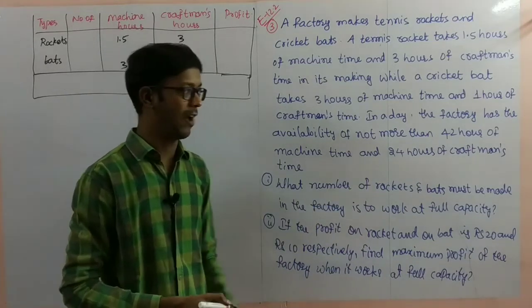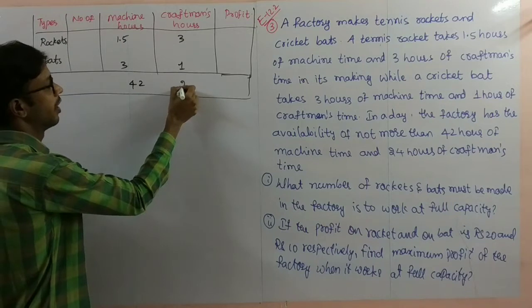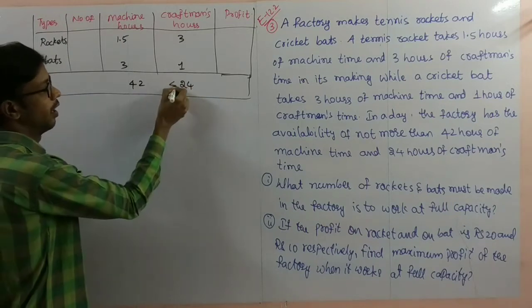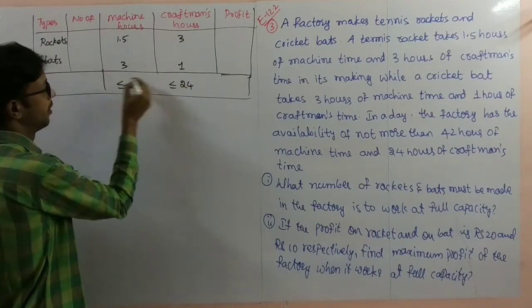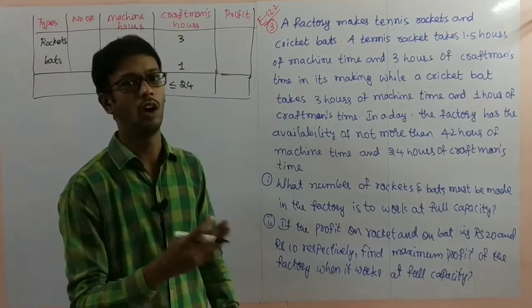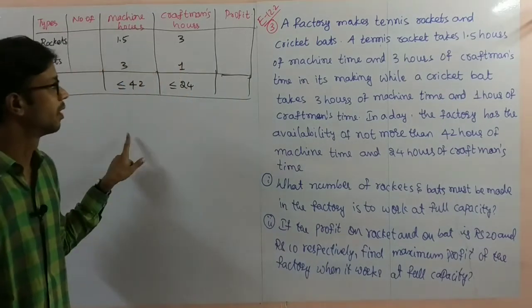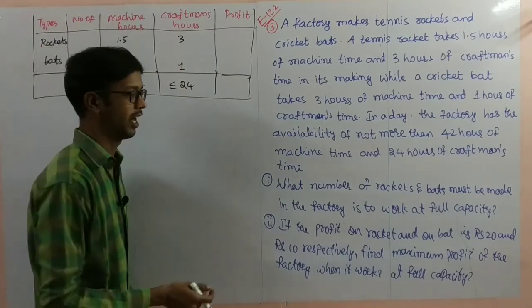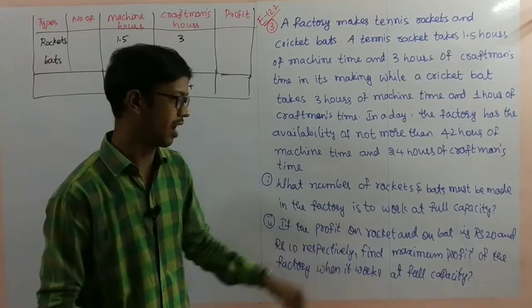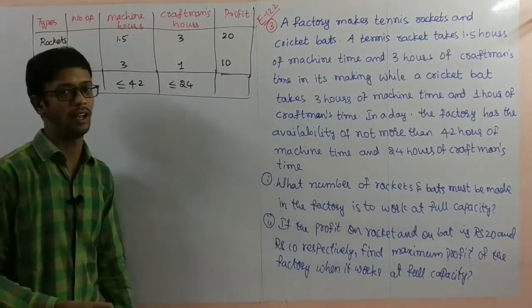The factory has a capacity of 42 hours of machine and 24 hours of craftsman, less than or equal to the maximum, that is the highest, not more. You can take lesser values also, no problem. Next, profit also we will take here: 20 rupees on a racket, 10 rupees on a bat.